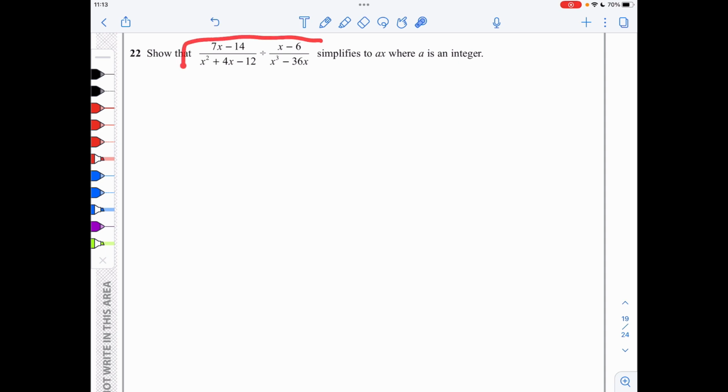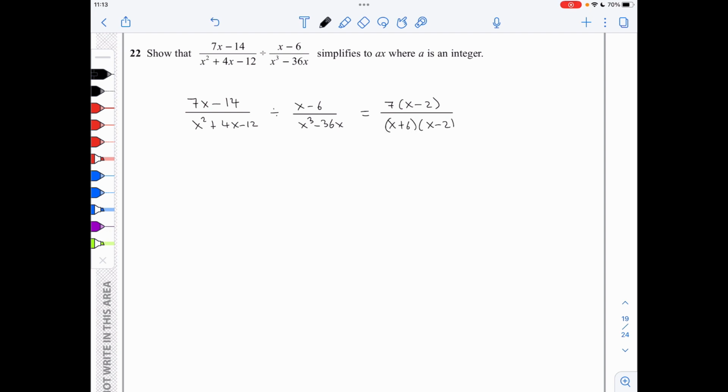In 22, we need to show that this simplifies to ax, where a is an integer. So let's start by writing the expression. It's 7x minus 14 over x squared plus 4x minus 12 divided by x minus 6 over x cubed minus 36x. I will start by factorizing the first numerator into 7 brackets x minus 2. The first denominator gives me x plus 6, x minus 2, and I know that division with algebraic fractions leads to multiplication by flipping the second fraction. So it's going to be times x cubed minus 36x over x minus 6.